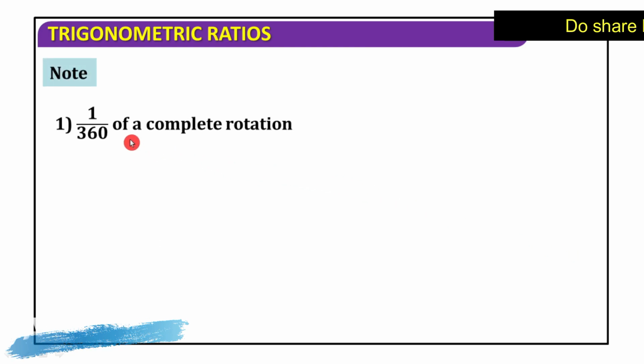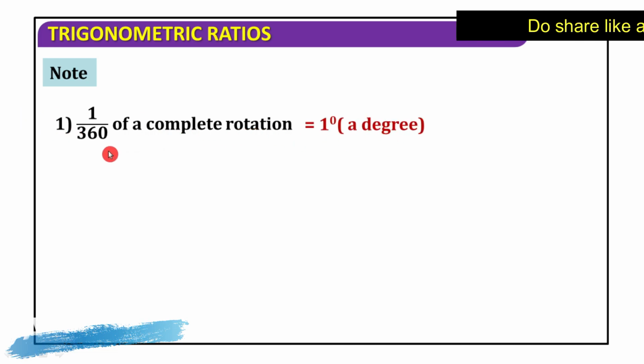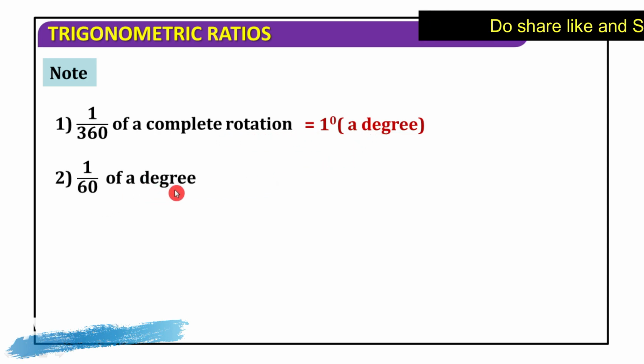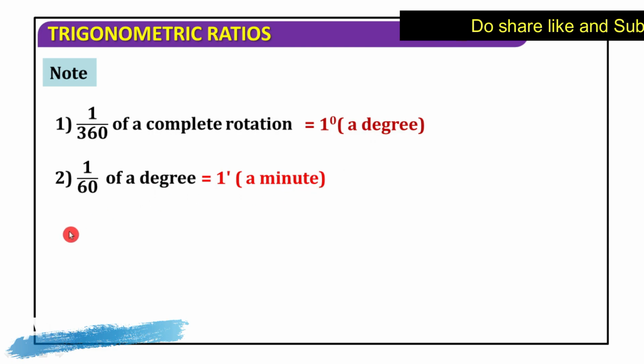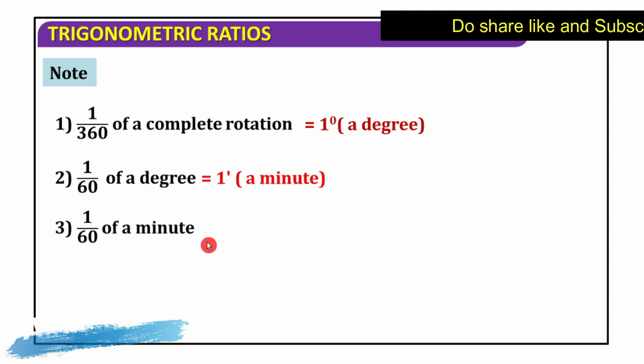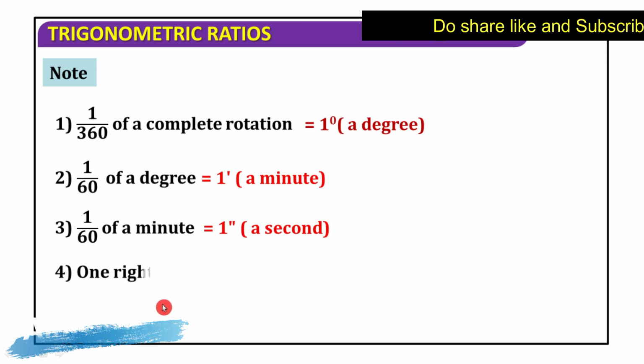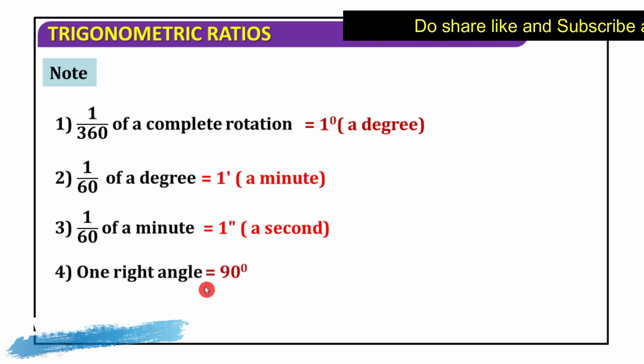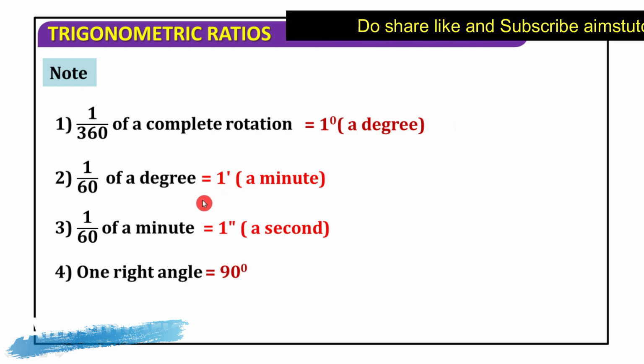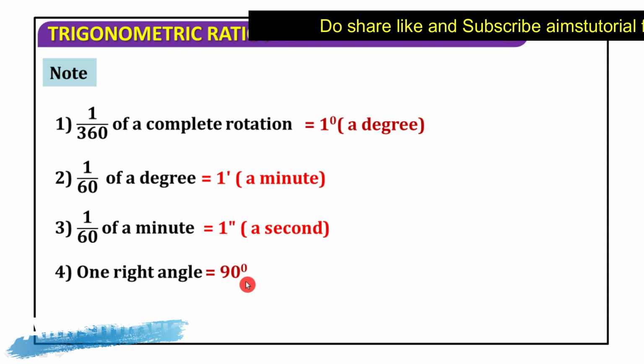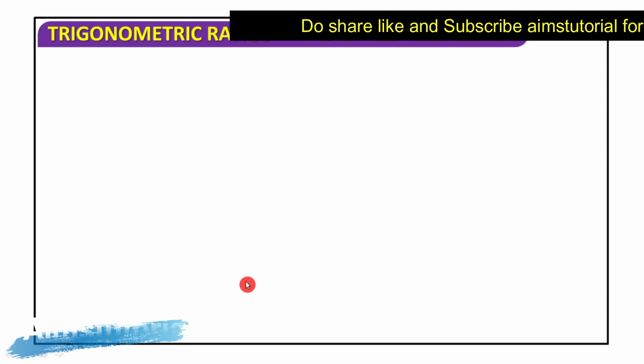Note, 1 by 360 of a complete rotation is called 1 degree. 1 by 60 of a degree is called 1 minute. And 1 by 60 of a minute is called 1 second. One right angle is 90 degrees.